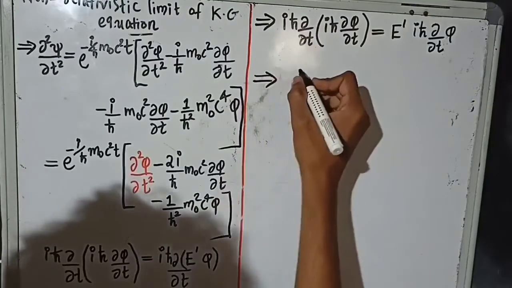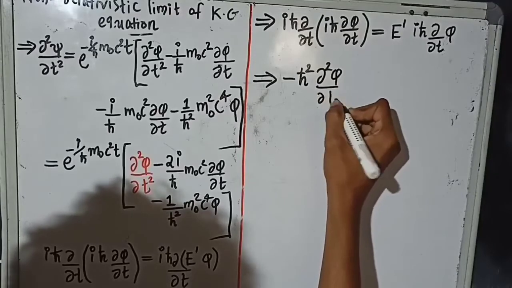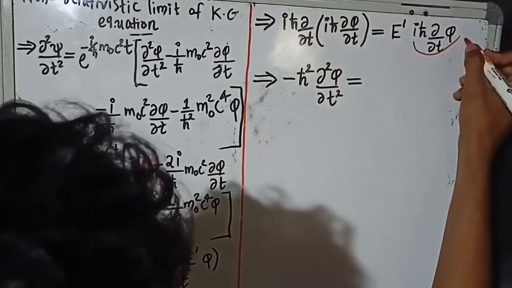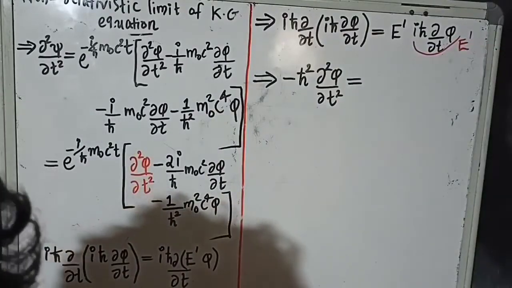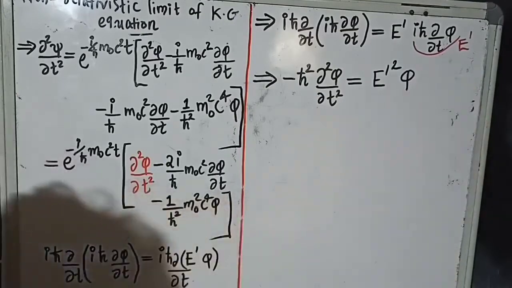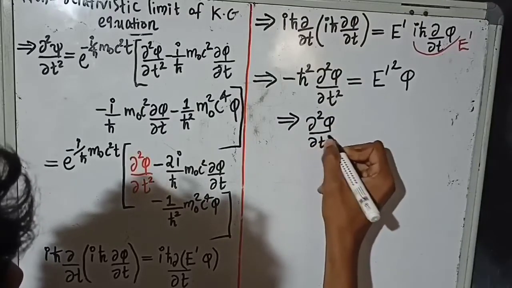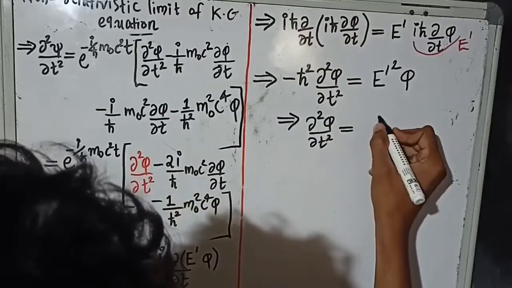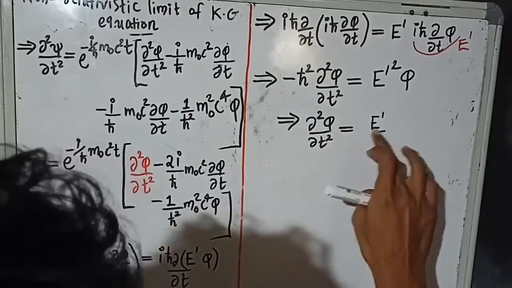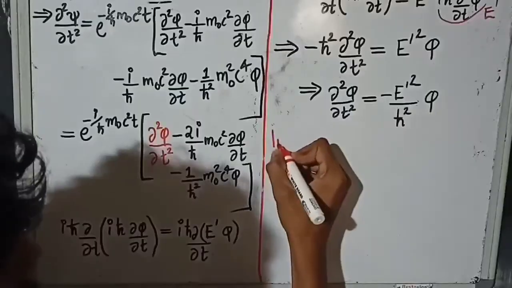Let me multiply the i's and the h crosses on the LHS separately. This gives minus h cross square ∂²φ/∂t² is equal to, this is actually E dash times E dash φ, so this is equal to E dash square times φ. From this expression, you can simply find ∂²φ/∂t² is equal to minus E dash square by h cross square times φ.